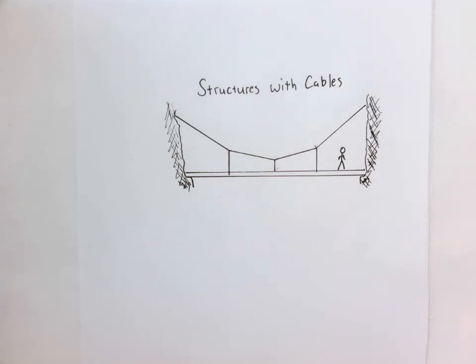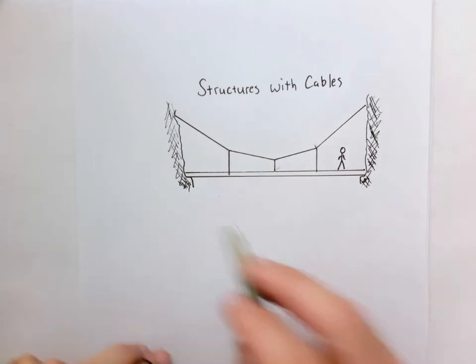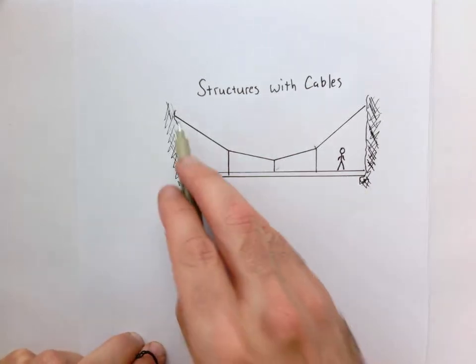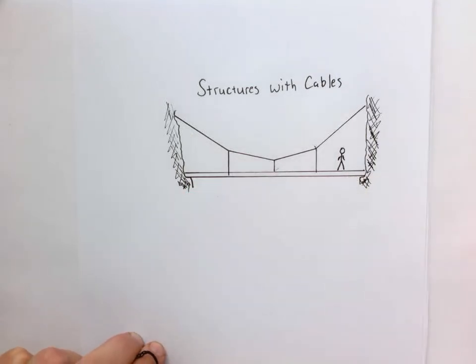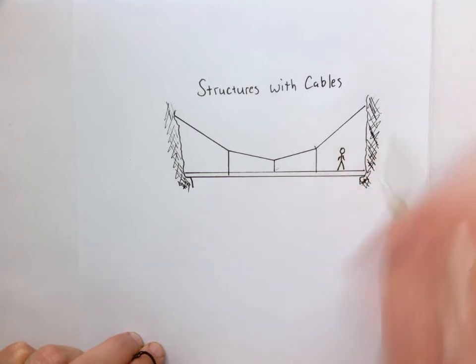Okay, we're going to start our study by looking at simple structures with cables. As an example, consider this suspension footbridge across a rocky canyon. We have a few cables holding it up. It's not a very large span and it doesn't have to hold a very great load, so we just have a few cables that can hold this thing up.